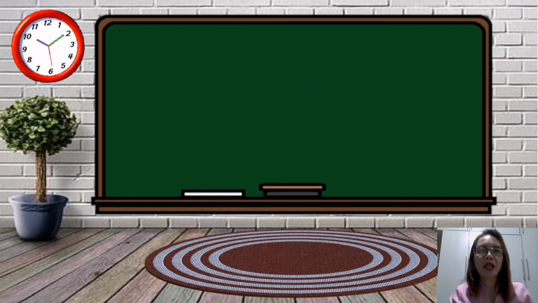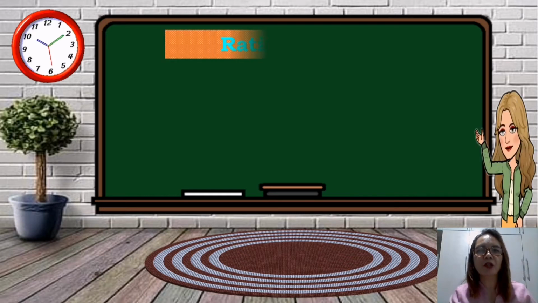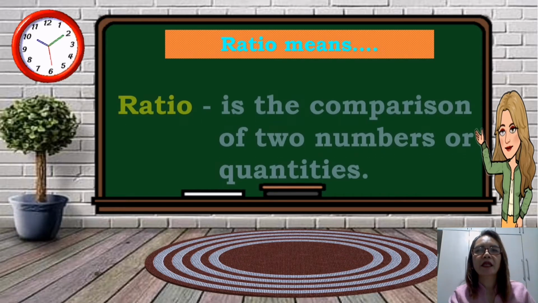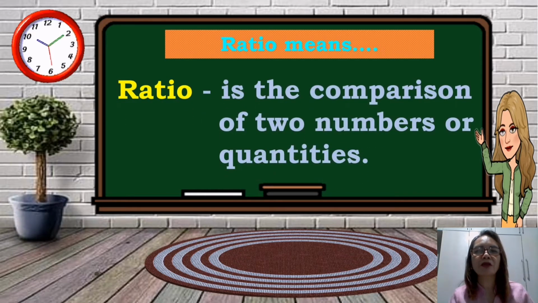Okay, so ratios are everywhere. Common examples of ratio include comparing prices per item while grocery shopping, calculating the proper amounts for ingredients and recipes in baking or cooking. And when you are having a vacation trip, you need to determine how long our trip might take. Okay? So, what do you mean by ratio? Ratio means it is the comparison of two numbers or quantities.